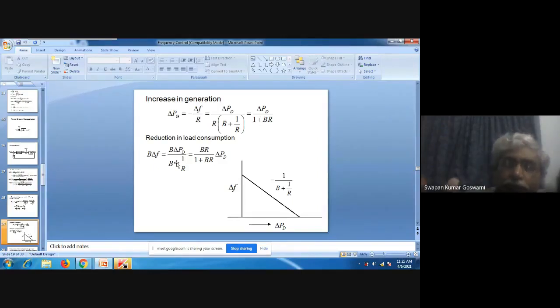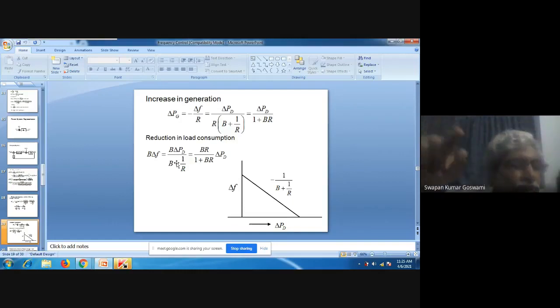After that, what will happen? After some time, the system will get sufficient time. The generator will get sufficient time to reduce its speed, so rotor speed will start decreasing. As the speed has started decreasing, frequency also will be changing. So as the frequency has changed, the governor will now sense that there is a reduction in frequency. As a result, what will happen?